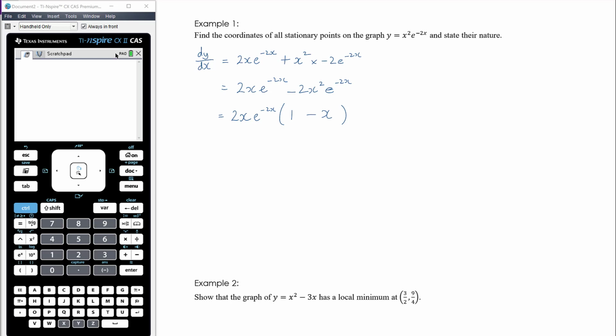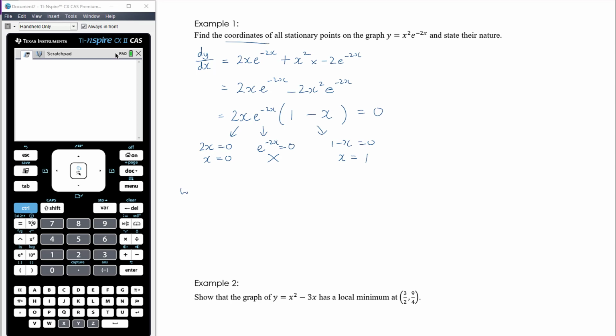Okay, so we now want to solve our derivative equal to 0 for the stationary point, so we're solving this equation. So this means null factor law, either 2x equals 0, which means x equals 0, or e to the negative 2x equals 0, which is not possible, or 1 minus x equals 0, which means x equals 1. Okay, so we've got two stationary points when x equals 0 and x equals 1. We want the coordinates, so let's do that.